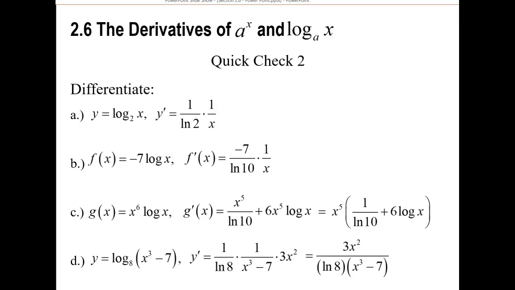Okay, so these are all examples of logs and exponentials with product and chain. You could also have a quotient. So if you have a fraction, you would just use the quotient rule, and as you do it, apply your log and exponential rules. All right, but that's really about all that there is in this section. There are no word problems.